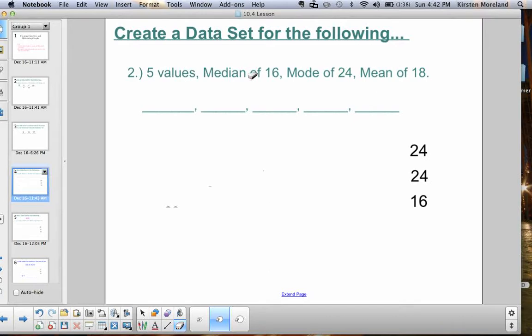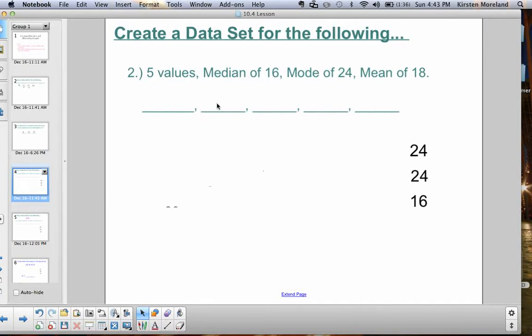Now we're going to get into a little bit harder ones. This one has 5 values, a median of 16, which we've done before, a mode of 24, which is pretty easy to deal with even though we haven't done it. The hardest thing is when they give you a mean of 18. So you're going to start with the numbers they give you. So median of 16 we're not going to be able to do yet.